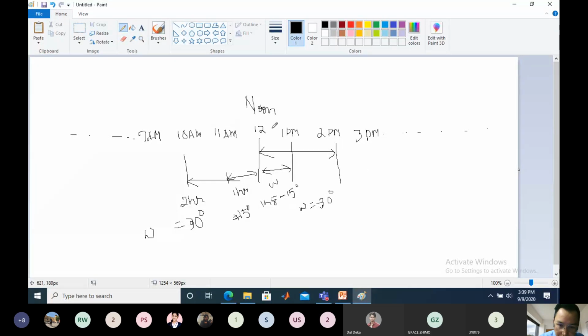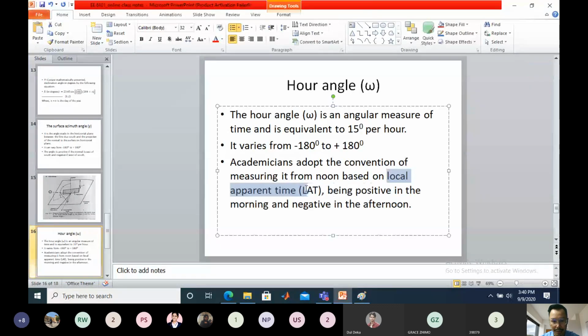ठीक है? Now the value that I talk about here, ये जो 12, 11, 10 AM, whatever the hour that I'm talking about, while finding out the hour angle, you have to consider a term called local apparent time. What is that? Local apparent time is known in short form as LAT.